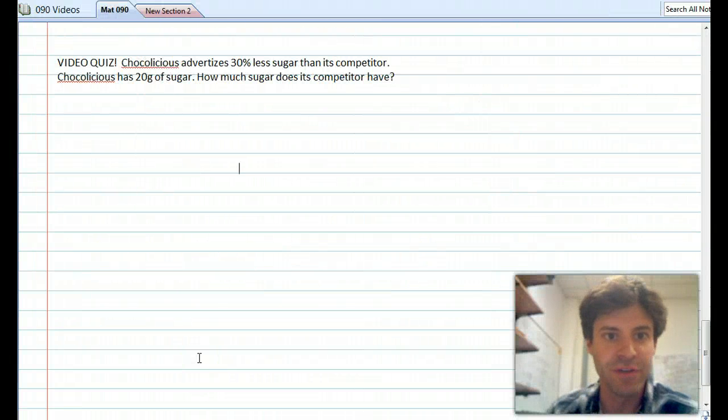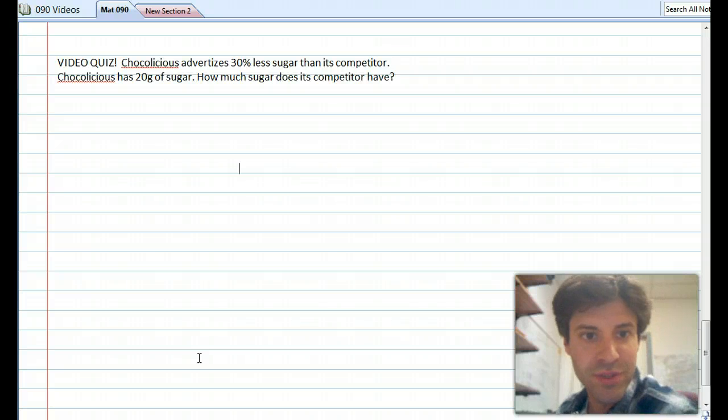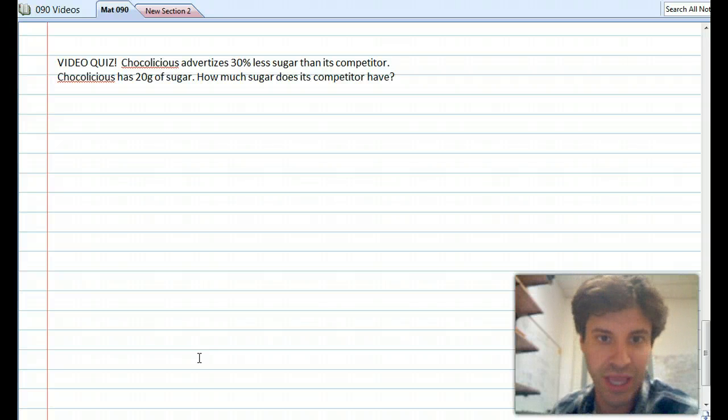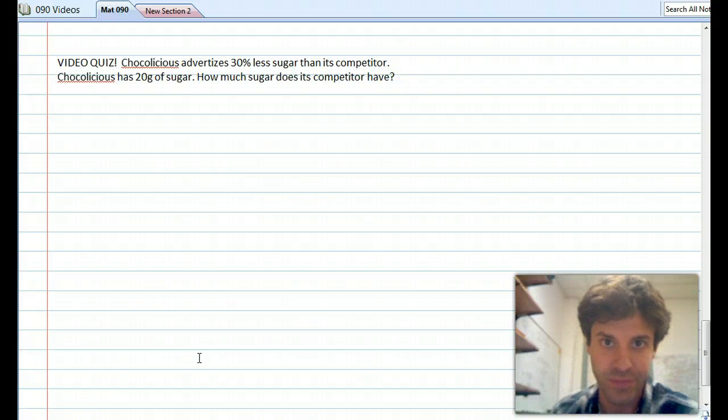Okay, it's that time again, video quiz. The incredibly fake candy bar Chocolicious advertises 30% less sugar than its competitor. Chocolicious has 20 grams of sugar. How much sugar does its competitor have? Alright, good luck.